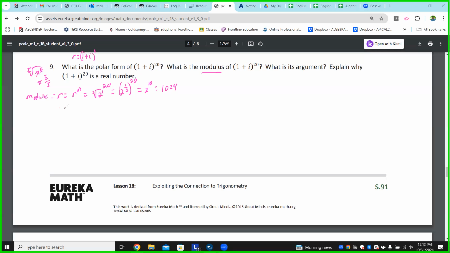Now to find the argument, remember our formula was n times the original argument. In this case, what was my original argument? 45. Good. So I need to do 20 times 45. What is 20 times 45? 900. Well, technically 45 times 2 is 90, then add the 0 at the end. Now you get 900.